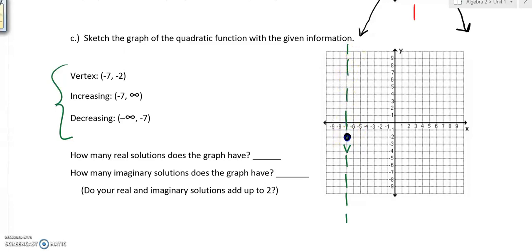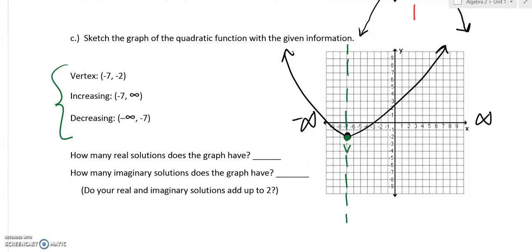Okay. Now I need to read my information. I have negative infinity on the left, positive infinity on the right. I am increasing from -7 to positive infinity. So my graph is increasing that direction, but it is decreasing from negative infinity to -7. So it looks kind of like that.